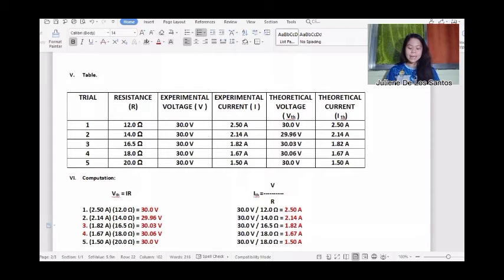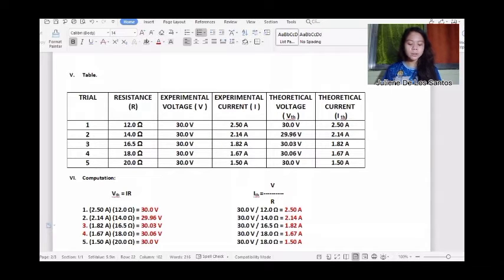Observations. In this experiment, we were able to verify the principle of Ohm's law, in which we were able to observe that based on our tables and graphs, both the experimental and theoretical values of current decrease as the value of the resistance increases. The value of the theoretical voltage also decreases as the current decreases. There is no significant difference between the theoretical and experimental values of voltage and current.